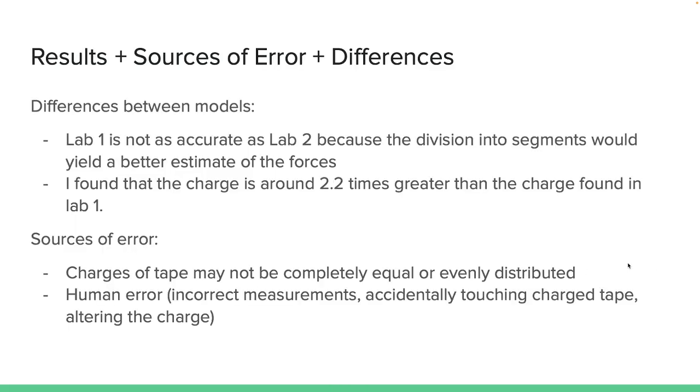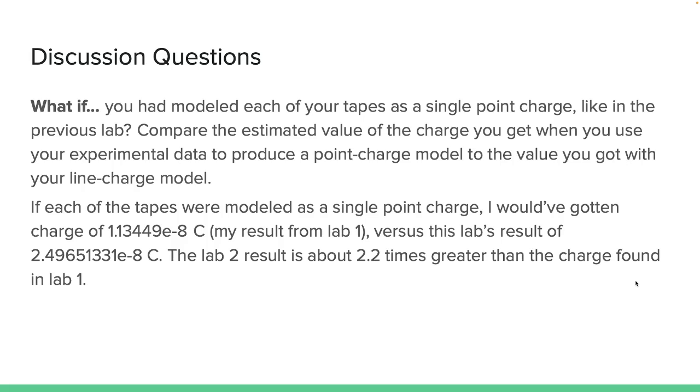The main difference between the models was that lab 1 was not as accurate as lab 2. I'll discuss that later, but the division into segments yields a better estimate of the forces, and the charge in lab 2 was around 2.2 times greater than the charge in lab 1. The main sources of error were that the charges of the tape may not be completely equal or evenly distributed, and also human error, which involves incorrect measurements or accidentally touching the charged tape, which changes the charge.